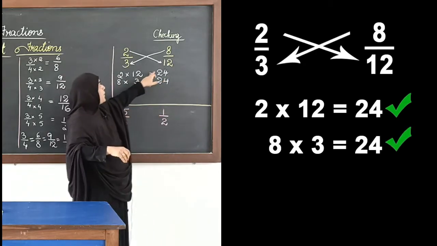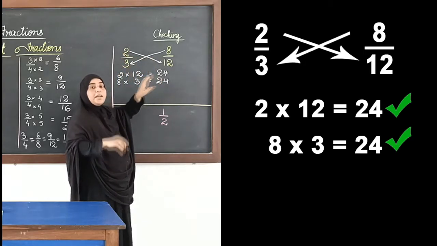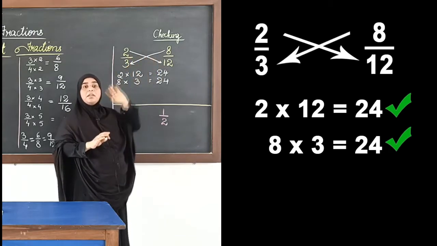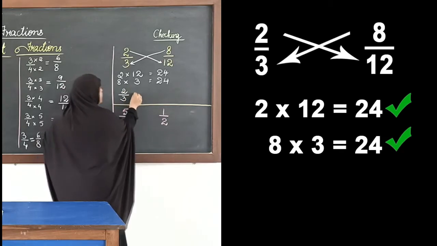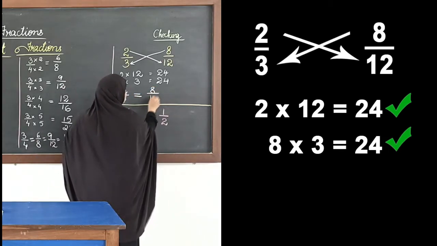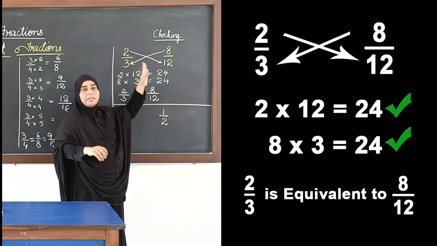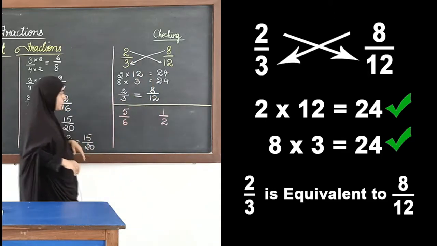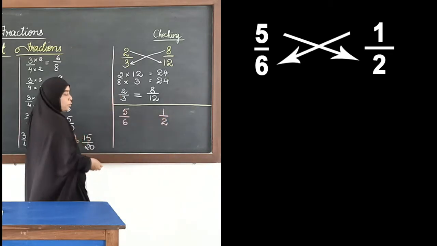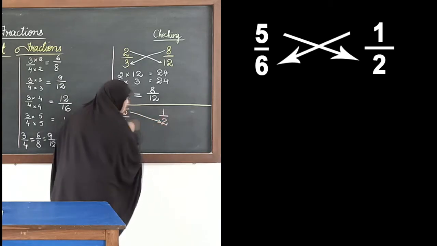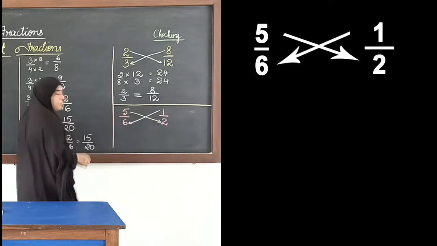If we get the same answer when we do the cross multiplication, that means both the fractions are equivalent, they are equal to each other. So, we conclude that 2 by 3 is equal to 8 by 12. Okay? Once we get the same answer after doing the cross multiplication, that means they are equivalent. We will try with the second example, 5 by 6 and 1 by 2. We will do cross multiplication, numerator will multiply with the denominator of the second fraction and the second numerator with the denominator of the first fraction.